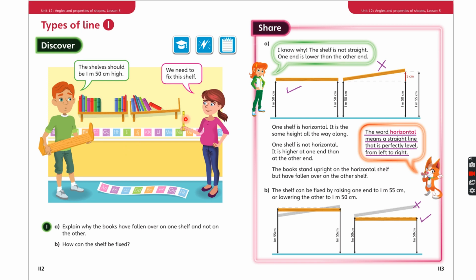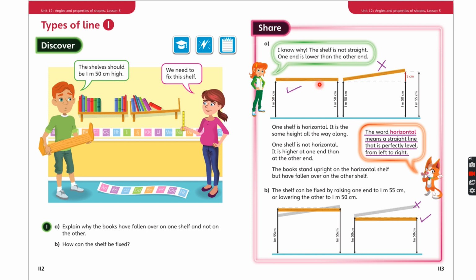Now let's take this example. I have here a boy and a girl. They are trying to put on some shelves. They started with the first one, then they added the second one. The first one is perfectly nice and correct. Look at the shelf, it has a horizontal line.